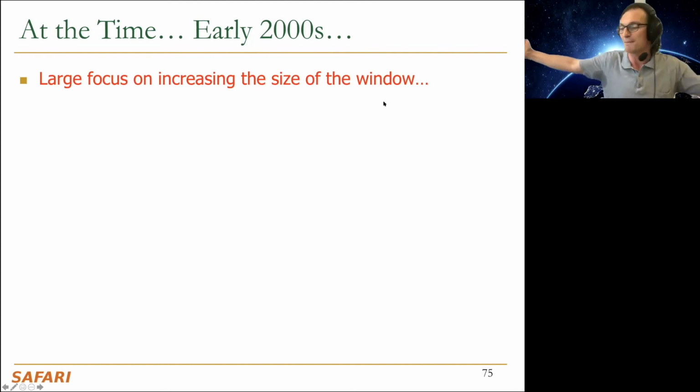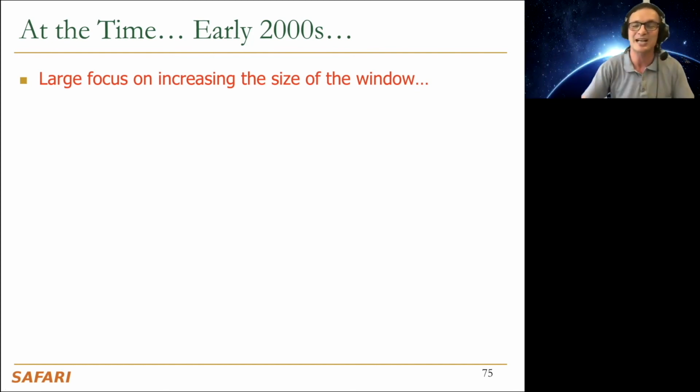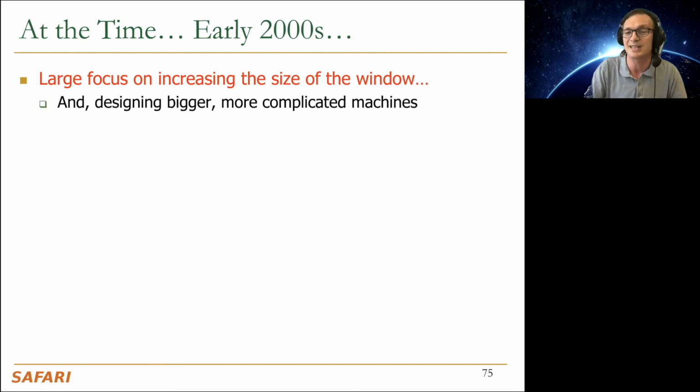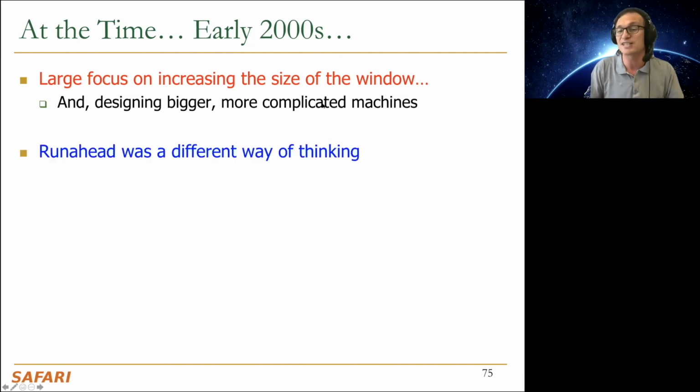And all of the big companies were trying to increase the size of the instruction window of the machine, which is a good thing. Not a bad thing to focus on. But it's always good to focus on some different disruptive ideas also, because there are downsides to increasing the window, of course, designing bigger and more complicated machines. So Runahead execution was a different way of thinking, essentially.